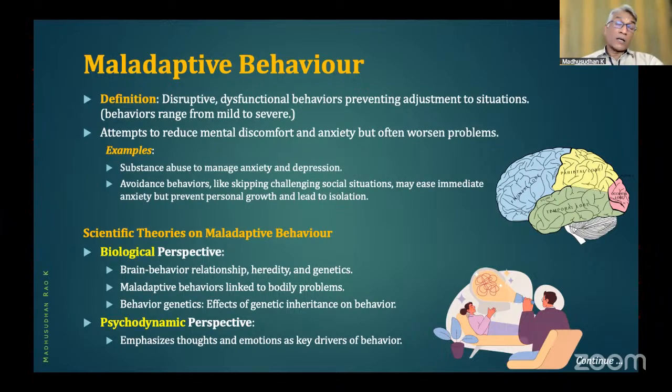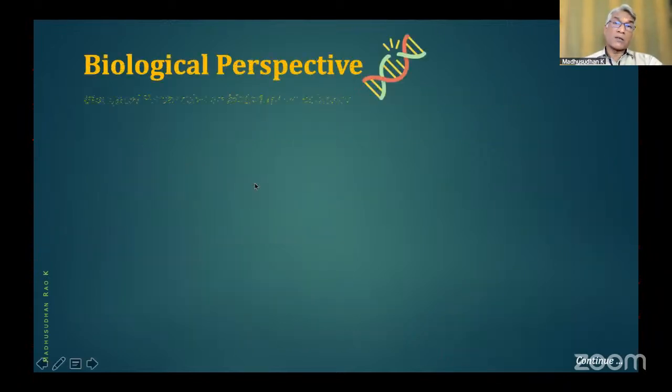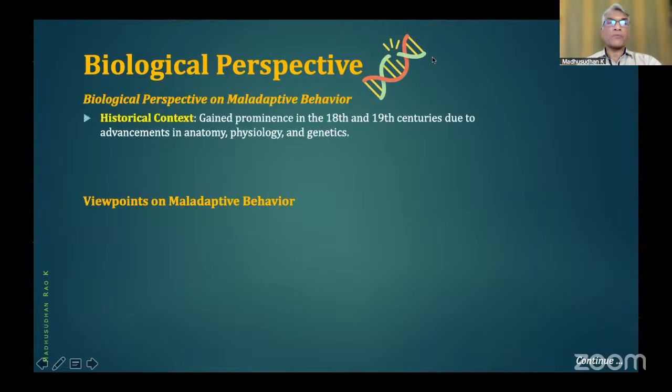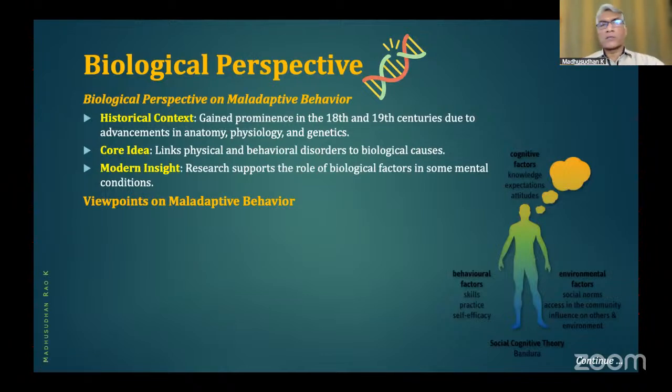We'll explore all these things in depth in the coming sections. The biological perspective gained importance in the 18th and 19th century, when there was advancement in anatomy, physiology, and genetics. The core idea was linking physical causes with behavioral disorders, attributing them to biological causes. In modern insights, research supports the role of biological factors in some mental conditions too. And what is the viewpoint on maladaptive behavior?